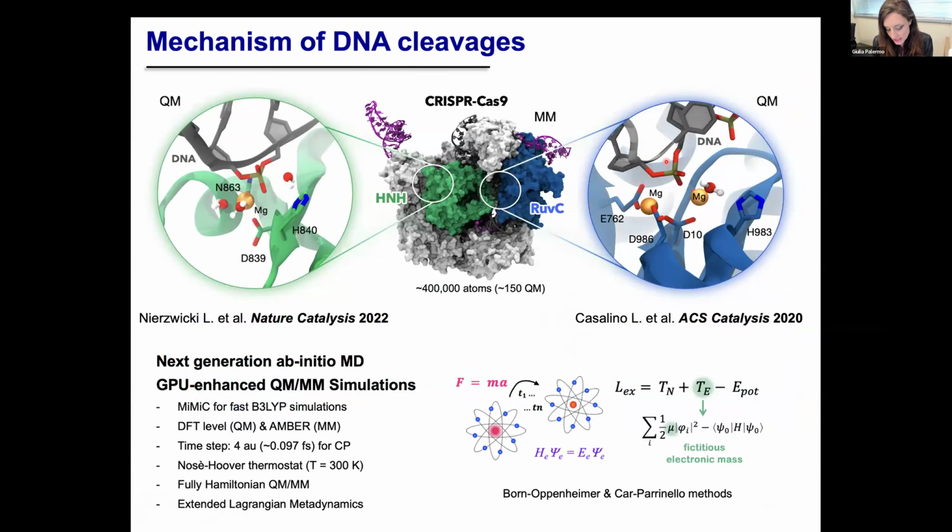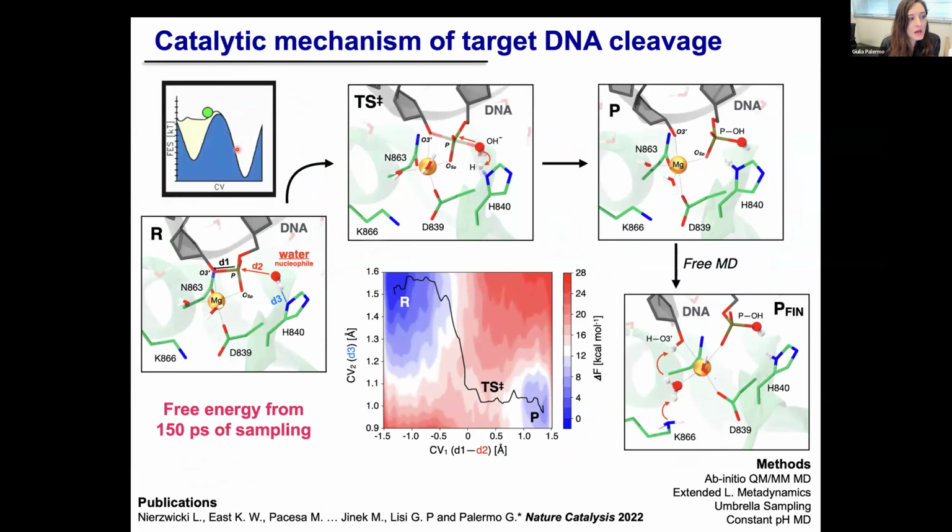Another chapter of our studies involved the study of the catalytic mechanism of DNA cleavage. Cas9 holds two active sites, HNH and RuvC, which concertedly cleave the two DNA strands. To study how Cas9 cleaves DNA, we used mixed quantum classical approaches. The active site is treated at a quantum mechanical level, and the rest of the system is treated at a classical MD level. For brevity, today I will focus on the study of the HNH catalysis. We studied how HNH cleaves DNA by the use of QM/MM simulations and an extended Lagrangian metadynamics approach, which allows us to recover the free energy surface using QM/MM simulations.